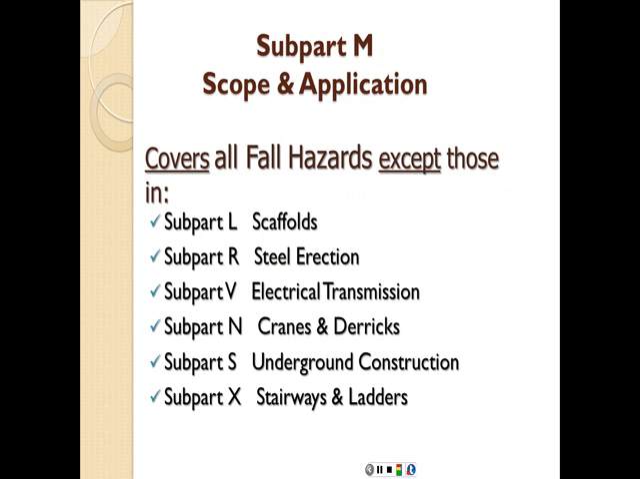So Subpart M covers all fall hazards except those which are covered in other subparts, including Subpart L, scaffolds. We're going to discuss that later. Subpart R, steel erection. Subpart V, electrical transmission. Subpart N, cranes and derricks. Subpart S, underground construction, and Subpart X, stairways and ladders, which we have discussed in a previous lecture.